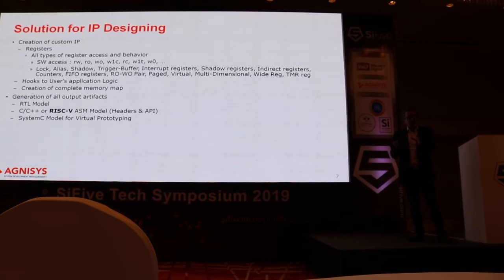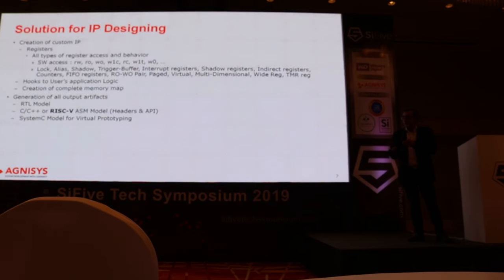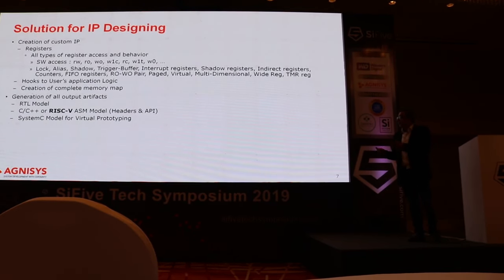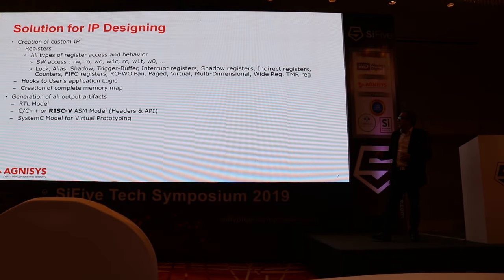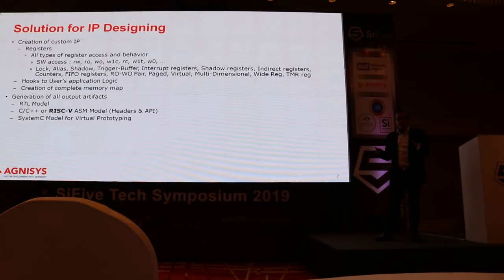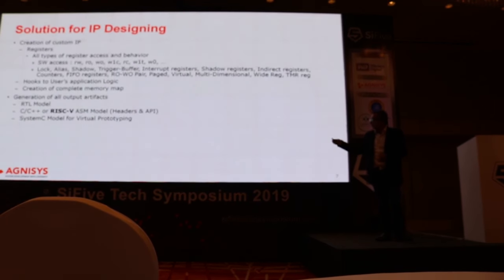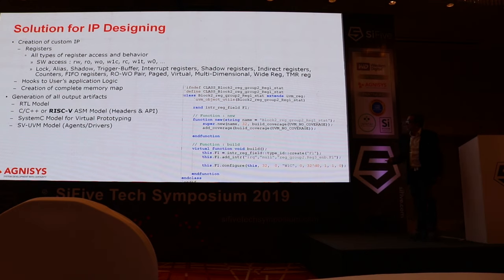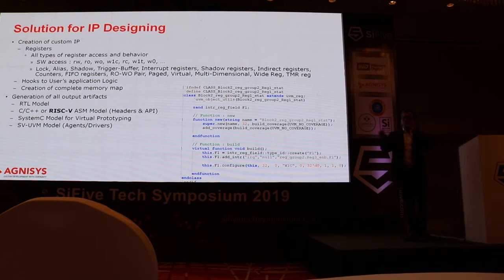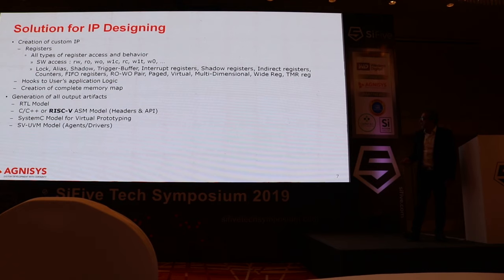Before you go into actual development, you've got to verify. You have to see whether things are working. You probably create a software model for it, and SystemC is one of the languages that is used. So you want to be able to automatically generate that. And then if you do verification, SV, UVM models and agents, how do you create that? All of this is rather duplicating work, so the idea is creating a single specification and automatically generating from it.